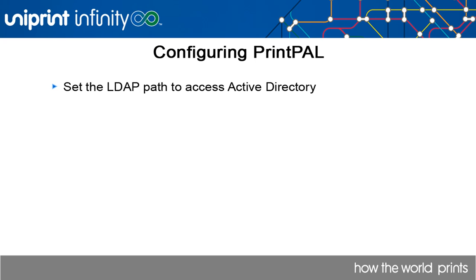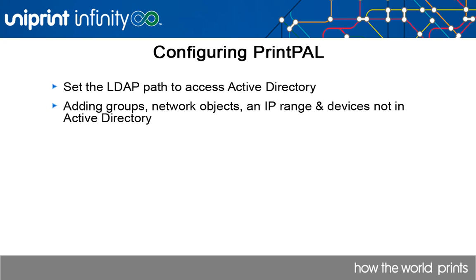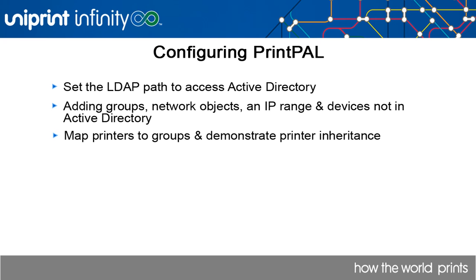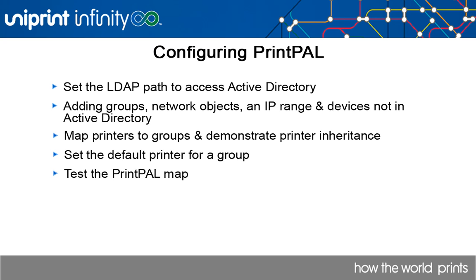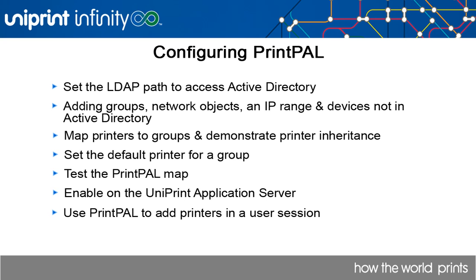We'll show you how to create a PrintPAL map by first adding an LDAP path to access Active Directory. Then we'll add a group, various network objects, an IP range, and a device that is not a member of Active Directory. We then add printers to a group, demonstrate printer inheritance, and set a default printer for a group. Next, we'll test the map that we created and enable PrintPAL on the application server. Finally, we'll show you how users can use PrintPAL to manually add printers to their sessions by themselves.